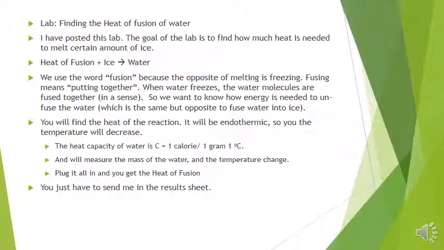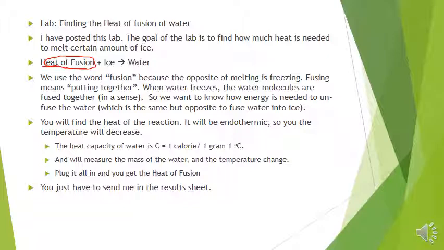And I have the lab posted, and it's called Finding the Heat of Fusion of Water. And what you're doing is you're finding how much heat is needed to melt a certain amount of ice. So it's called the heat. So what you're going to do is add the heat of fusion, that's its technical name, plus ice to give me water. Now, why do we use the word fusion?